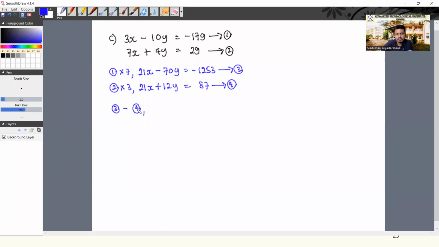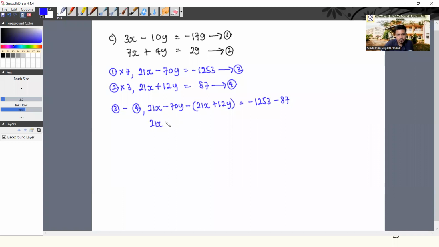Equation 4 minus equation 3, that is also correct. 3 minus 4 is also correct. Both ways you can take. Equation 3 is 21x minus 70y. From this, we need to deduct the fourth equation, which is 21x plus 12y equals minus 1253 deduct 87.